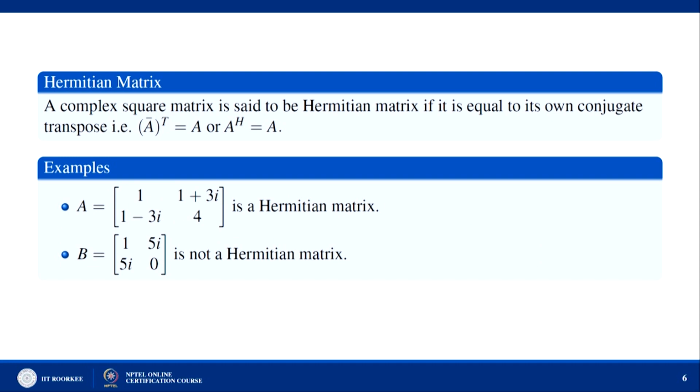Now, Hermitian matrix. A complex square matrix A is said to be Hermitian if it is equal to its own conjugate transpose, that is, A conjugate transpose is equal to A. So, let us see this example. Suppose it is for the Hermitian matrix, we have seen that A conjugate transpose is equal to A.